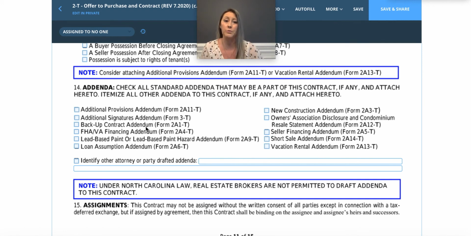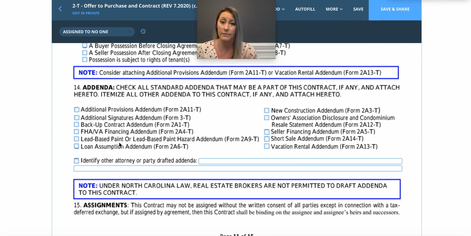If you know that there's already been an offer submitted on a property, but you want to submit a backup offer, you would click that and put the backup offer addendum attached to this offer to purchase. FHA VA financing addendum. This is one that's used quite a bit. If your client is getting an FHA loan or a VA loan, you're going to need to check this box and submit the FHA VA financing addendum along with this offer.